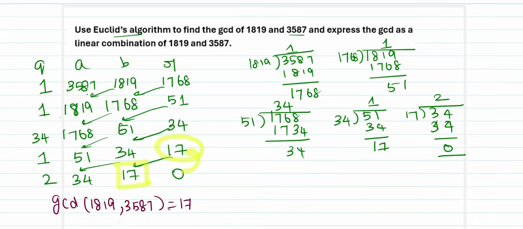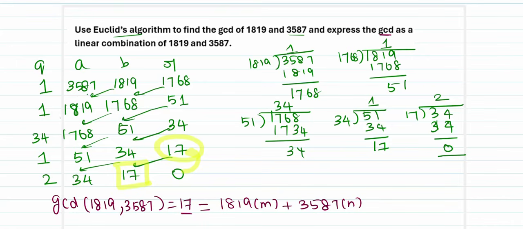Now from this 17, I will have to express the GCD. What is this GCD? 17. This 17 has to be expressed as a linear combination of 1819 and 3587. That is, I need to express 17 as 1819 times M plus 3587 times N. So this is my second requirement. For the second requirement, I will erase this part.